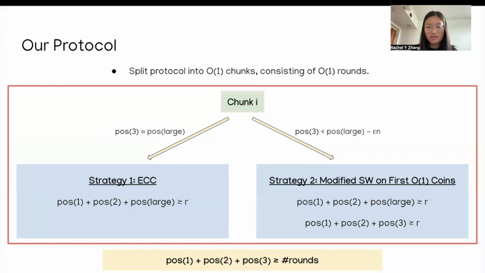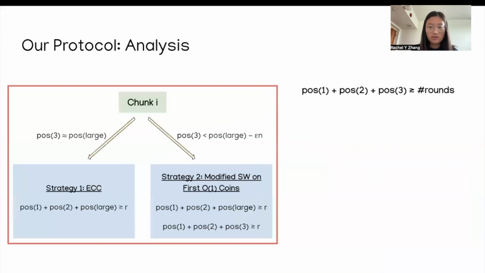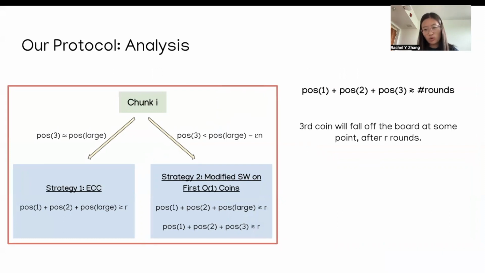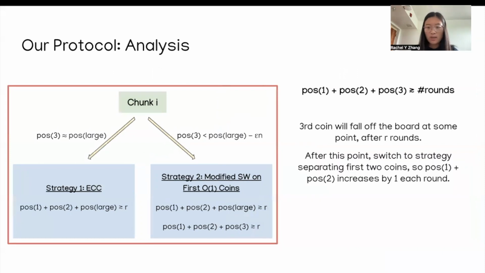Okay, and maybe let me just finish the analysis now. The analysis is similar to the Spencer-Winkler analysis we did earlier. We have that the sum of the first 3 coins is always at least about the number of rounds. At some point, the third coin will fall off the board. At this point, we're going to switch to a strategy separating just the first 2 coins. So the positions of the first 2 coins will increase by 1 each round. This can be done, for instance, by sending 1 if you're in set S1 and a 0 if you're in set S2.